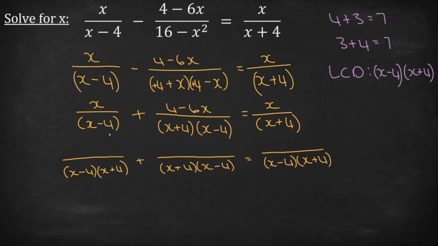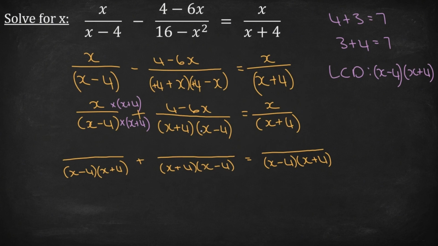I look at my denominator and I ask myself, what do I have to multiply this denominator by to make it look like the LCD? And the answer is, I have to multiply it by x plus 4. And what you do at the bottom, you have to do at the top, x plus 4. The other question that you can ask yourself is, what is missing from this denominator so that it looks like the LCD? And yes, it is missing this x plus 4 factor.